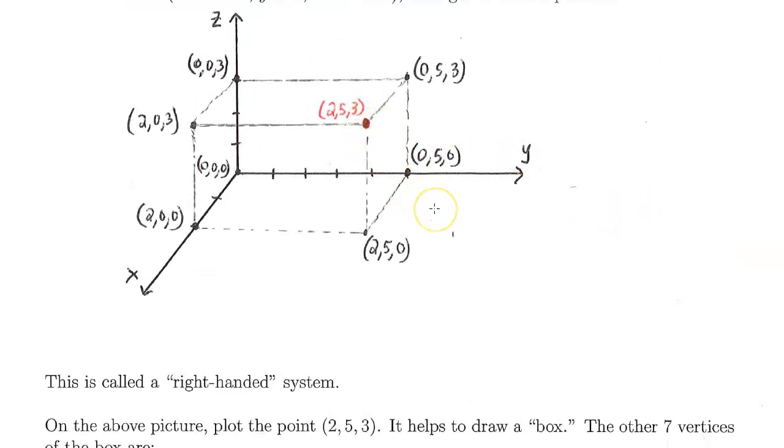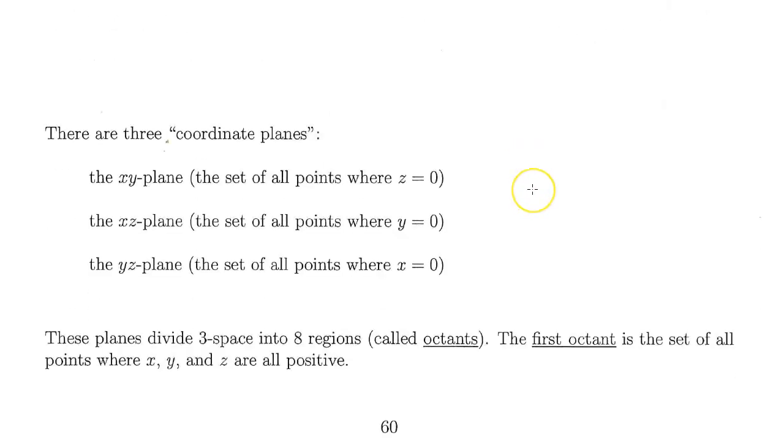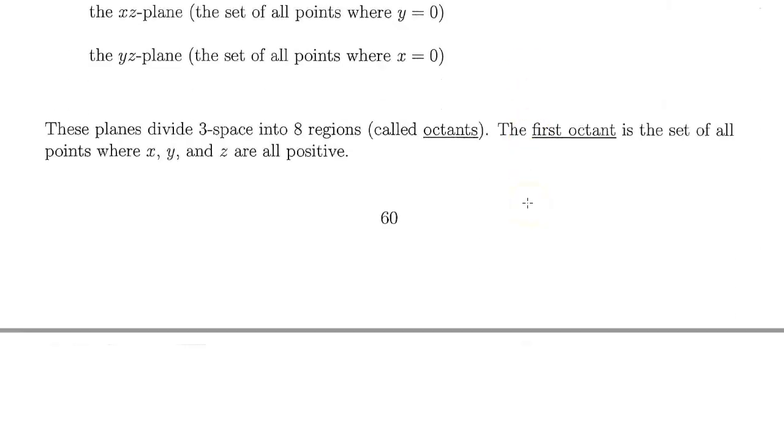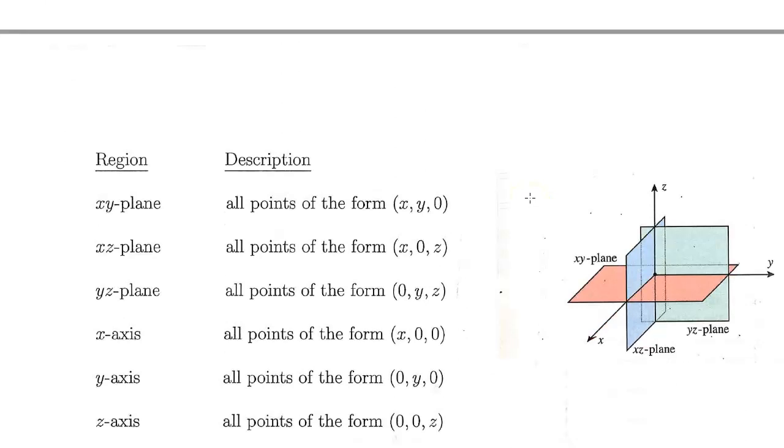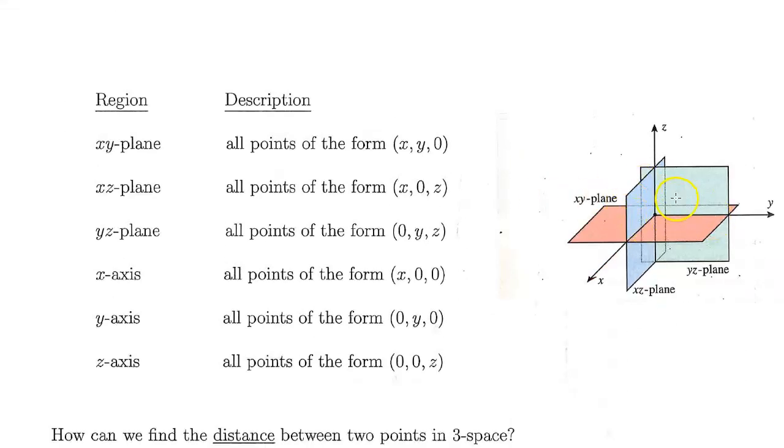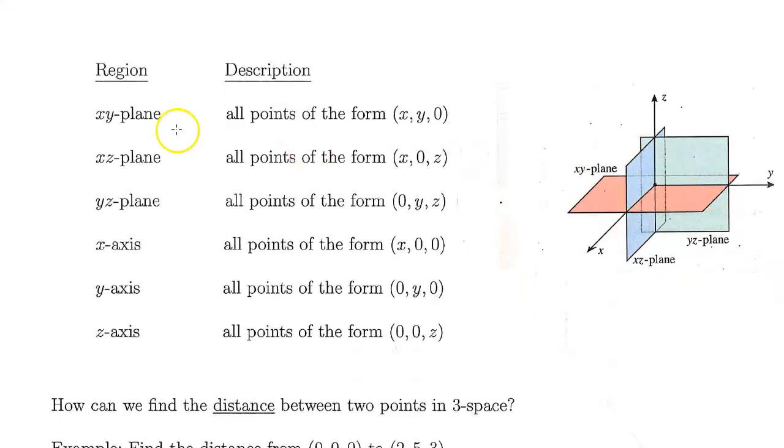Now, we don't have a real convention for what's the second octant, third, fourth, fifth, sixth, seventh, and eighth. There's no nice convention that everybody uses. But the first octant is the one where x, y, and z are all positive. And the x-axis here, of course, is all the points of the form (x, 0, 0), the y-axis, all the points of the form (0, y, 0), and the z-axis, all the points of the form (0, 0, z).